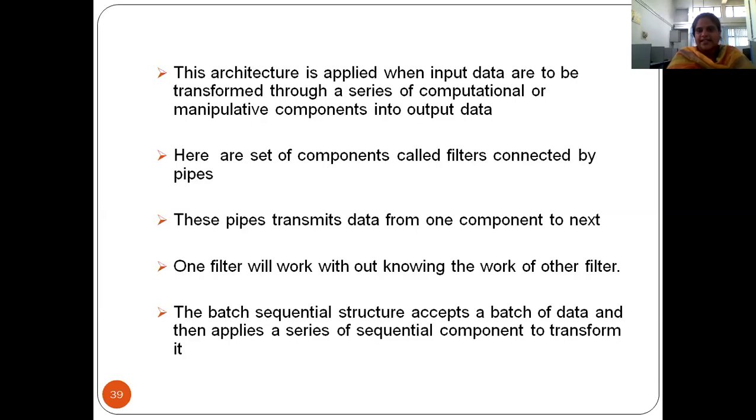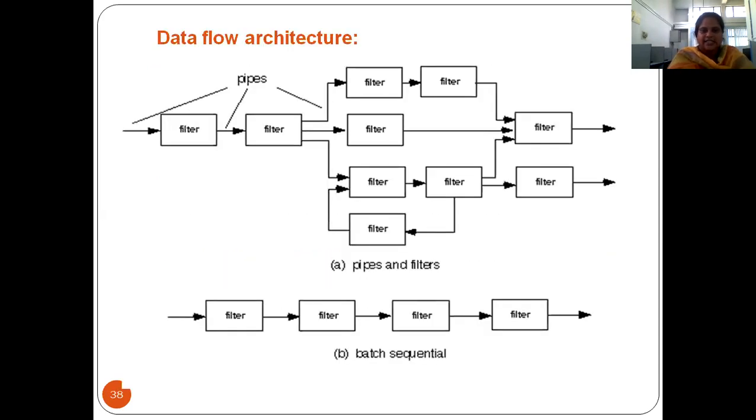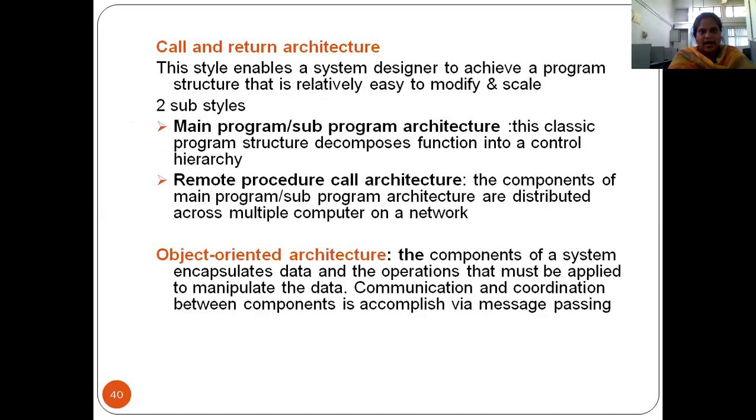Next, the batch sequential structure accepts a batch of data and then applies a series of sequential components to transfer it. So here you have a series of components in batch sequential way to transfer the data. Now filter is component. Pipes are used to transmit the data between the components, and one component will not know what the other component is doing. So that is the data flow architecture.